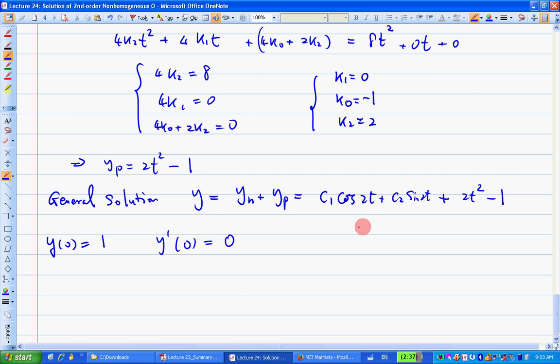So let's say we solve for y of 0 equal to 1. What we do is plug this initial condition into this one here. So y of 0, plugging in t equal to 0: cosine 0 is 1, so c1, and sine 0 is 0, so there's no c2. Then 2t squared at 0 gives 0, so minus 1, and that equals 1. Which means c1 is 2.